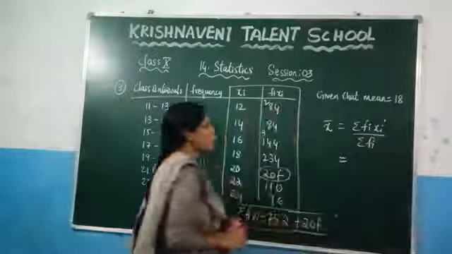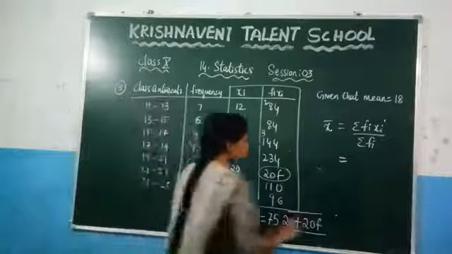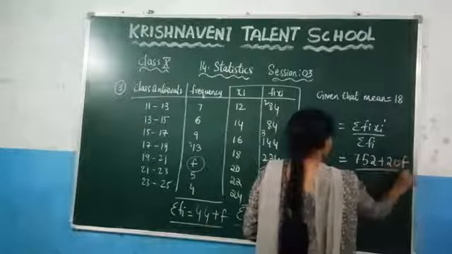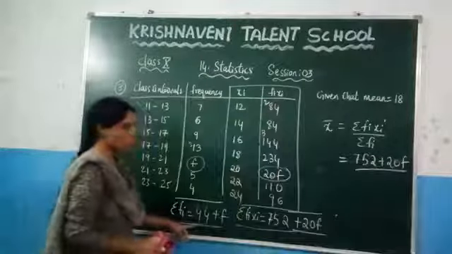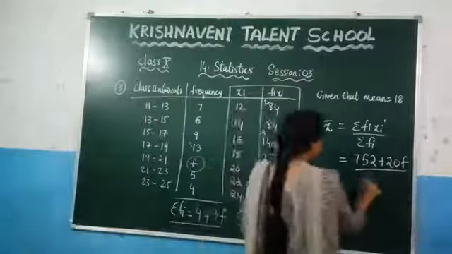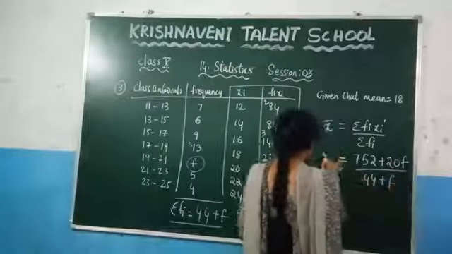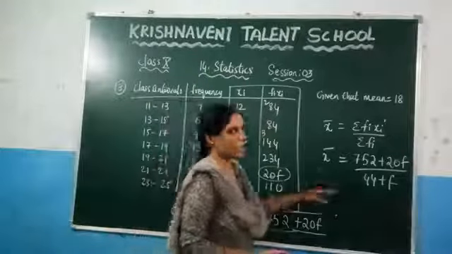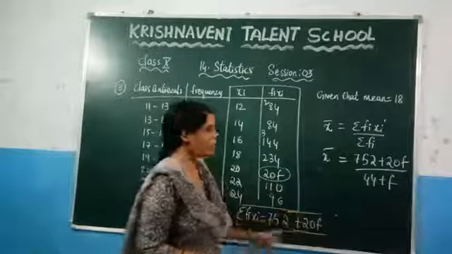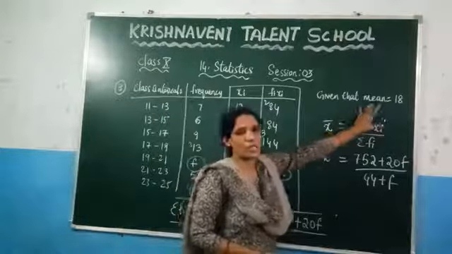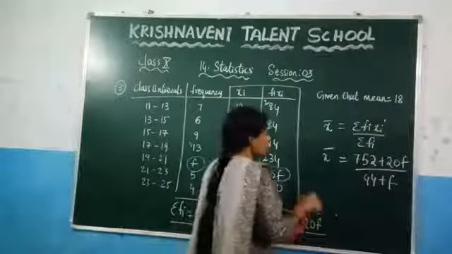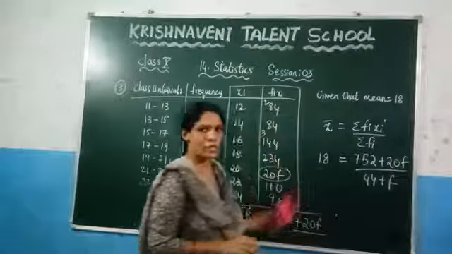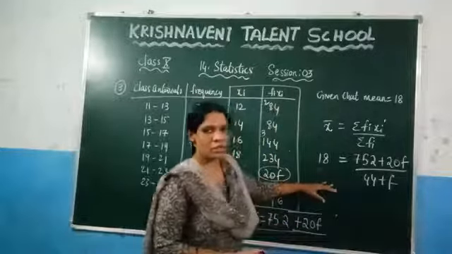Now here, what is the value of sigma fi xi? We got 752 plus 20f, divided by the value of sigma fi, which is 44 plus f. Like this we got. Now at this point, can we find the value of f? No, because in the question they have given the mean value, which is 18. Just substitute, this value is equal to 18, because after calculating this value you will get 18, they have already given. Now you need to solve this equation.